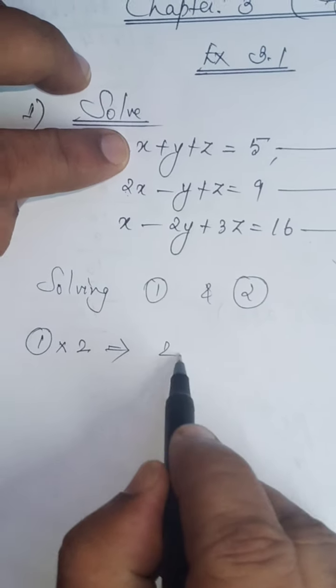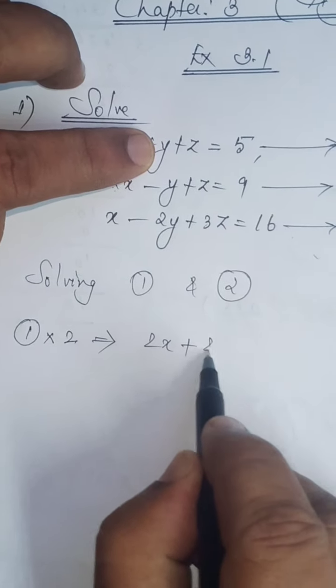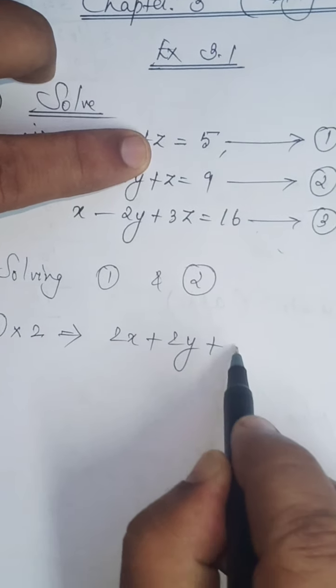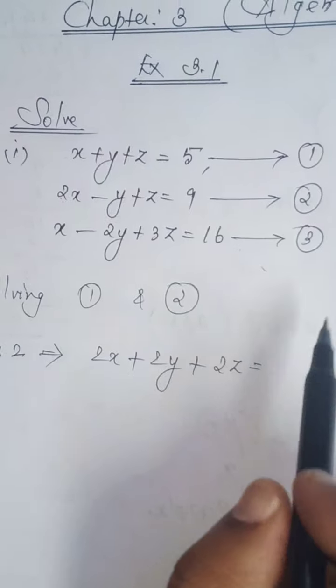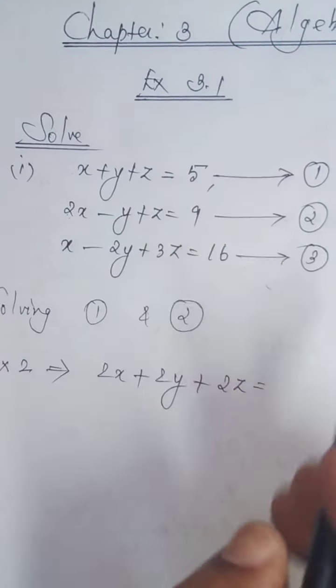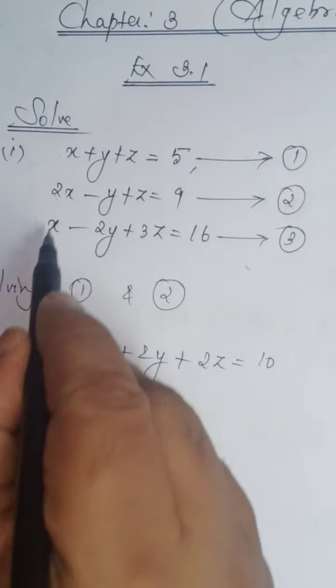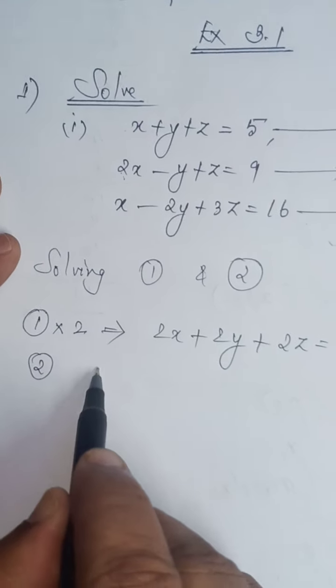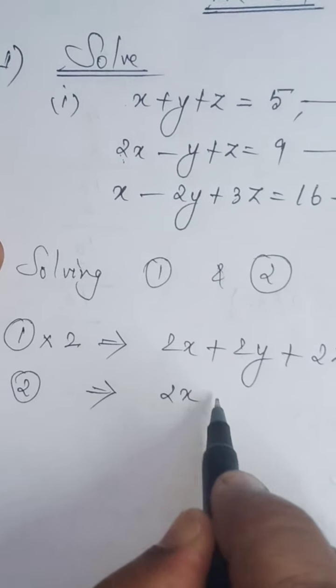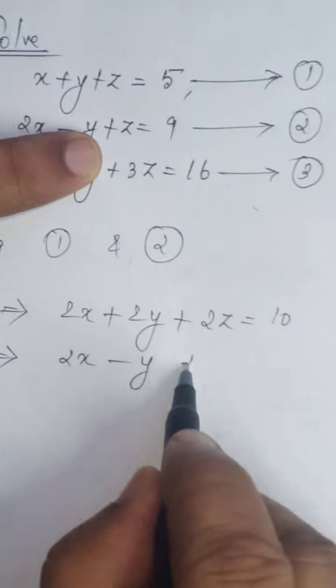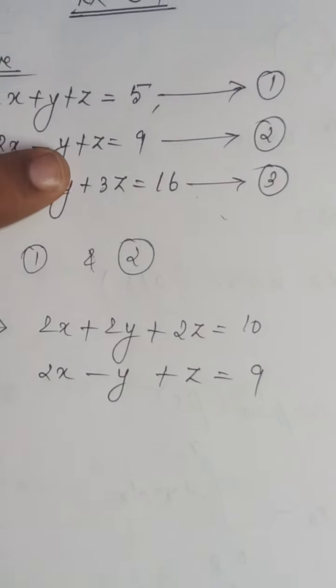2 into x, 2x, plus 2 into y, 2y, plus 2 into z, 2z. Even you have to multiply 2 with 5. 5 2s are 10. Then write the second equation as it is. 2x minus y plus z, that is equal to 9.